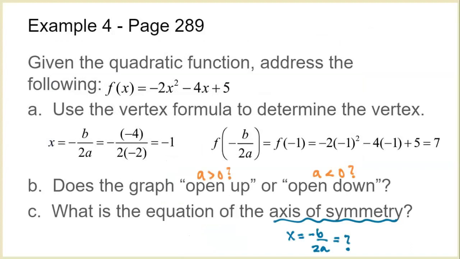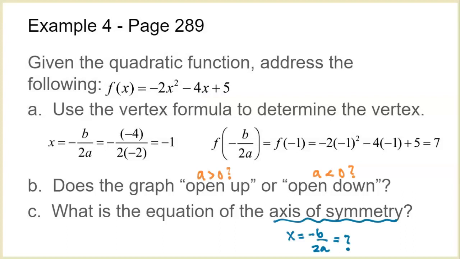I have this already typed out because I don't want to make the video too long, but we can look at the steps together. On page 289, we have this function here. It's in standard form, -2x squared minus 4x plus 5. Instead of completing the square like we did before, I can use the formula to find the vertex, which is x equals -b over 2a. We have to be able to identify the value of b. That's -4 in my equation.